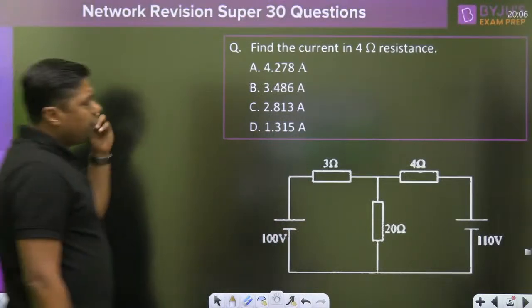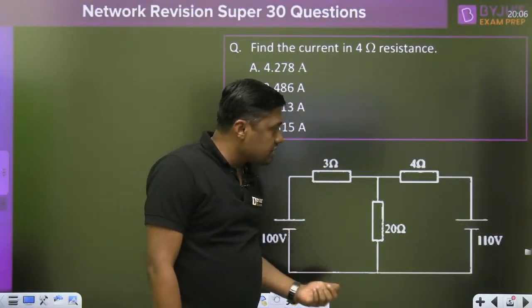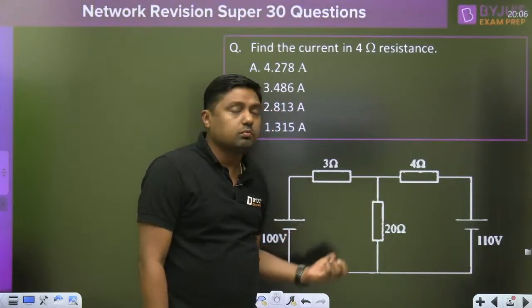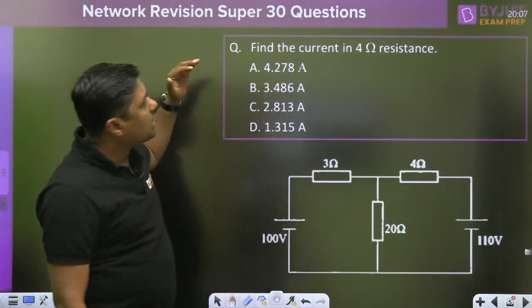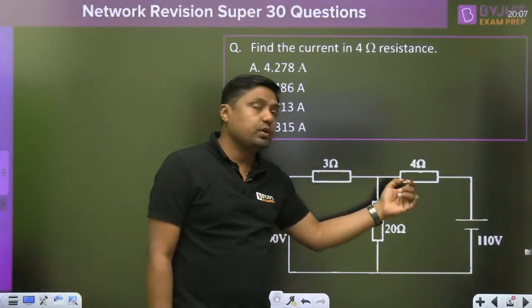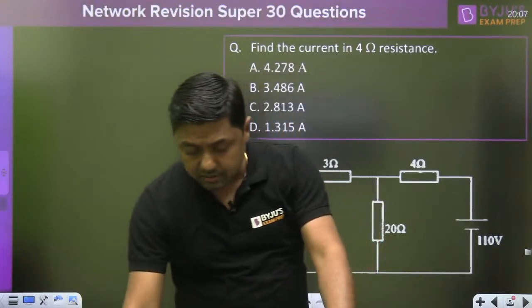So first of all, a very basic question. Here 100 volt is connected, here 110 volt is connected, 3 ohm, 20 ohm and 4 ohm. What should be the current through the 4 ohm resistor? This is the 4 ohm resistor and you have to find the current. Okay, please give me the answer.